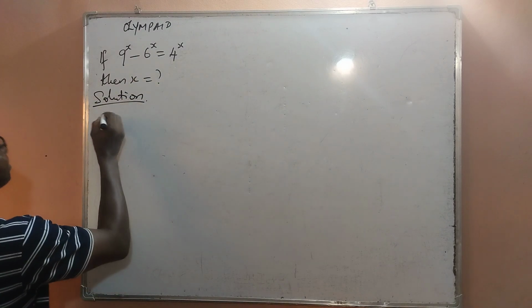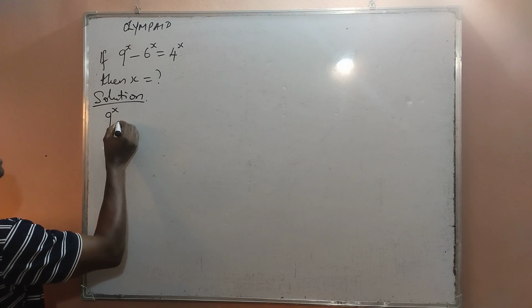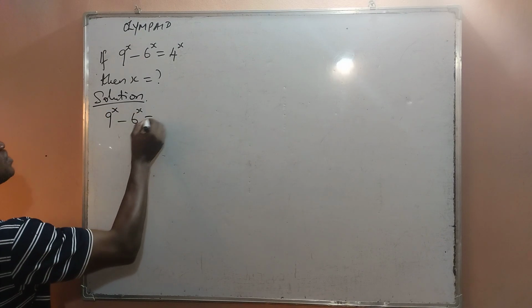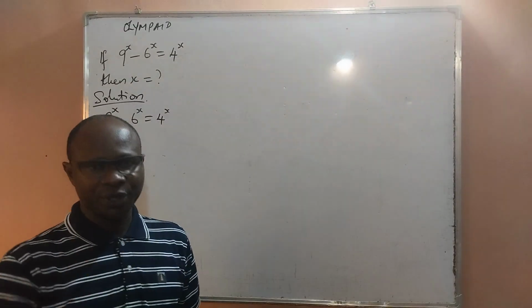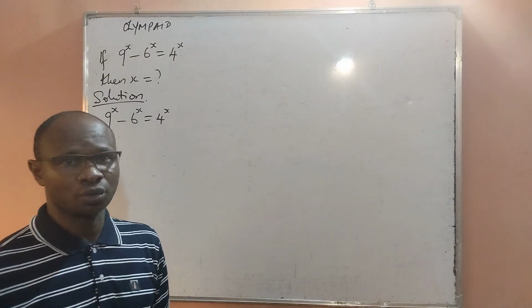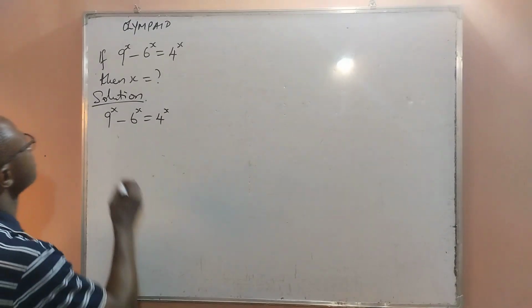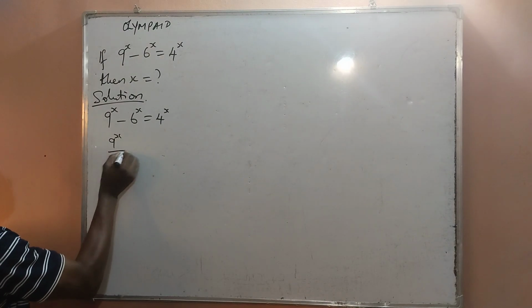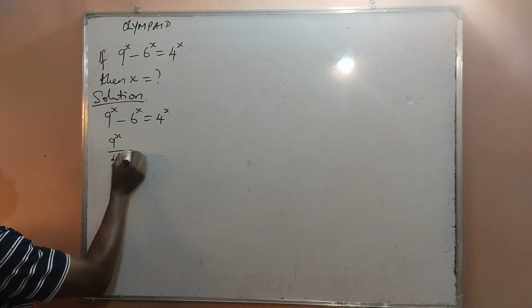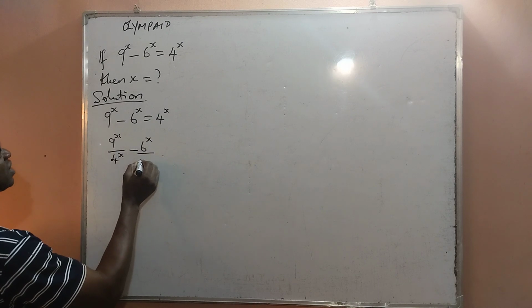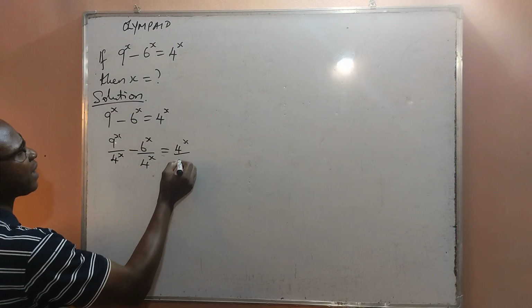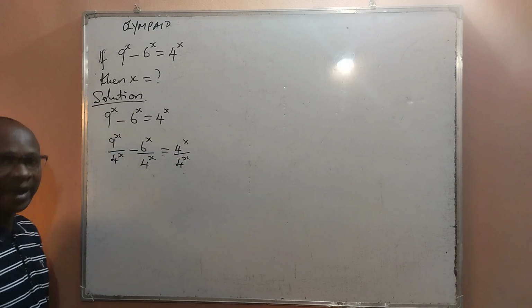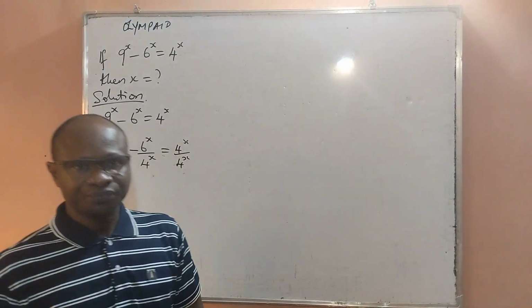Solution. The given question is 9 raised to x minus 6 raised to x equal to 4 raised to x. The first thing I will do is to divide all through by 4 raised to x. That is 9 raised to power x all over 4 to the power of x, minus 6 raised to power x divided by 4 raised to power x, is equal to 4 raised to power x all over 4 raised to power x. Very good.